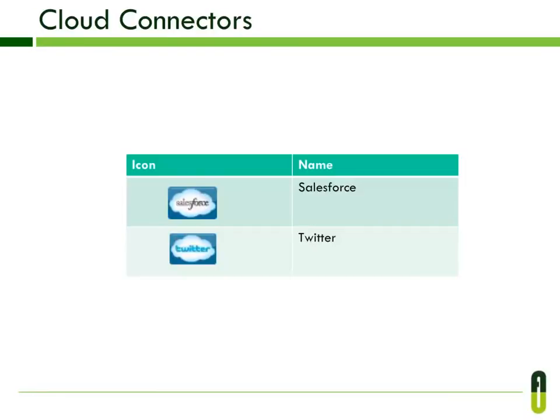Here you can see Cloud Connector. Salesforce. The Salesforce connector provides an easy way to integrate with the Salesforce API. This allows users to create flows which can query, create and update information in Salesforce. Twitter. The Twitter connector provides an easy way to integrate with the Twitter API using Mule flows.